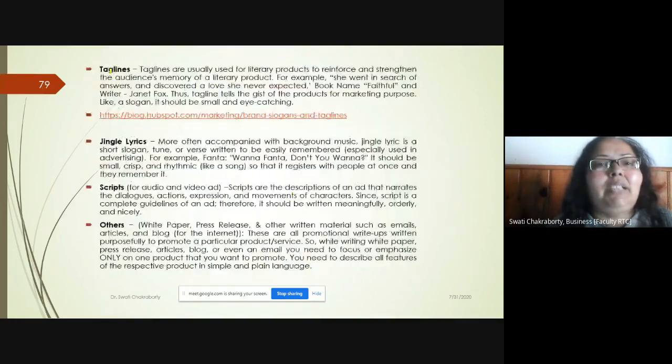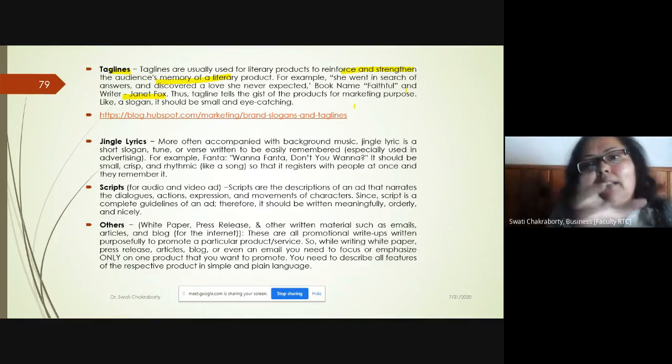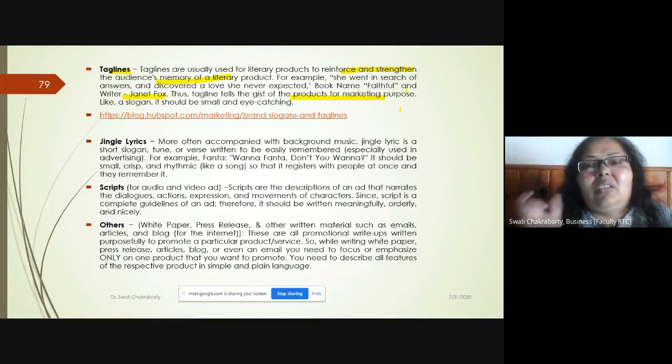Taglines are usually used for products, some literary products, to reinforce and strengthen the audience's memory of that product. Say, for instance, "She went in search of answers and discovered a love that she never expected." Then the book name, Faithful, and then the writer. It talks about the book in a way where the moment you read that line, people say, oh, we are talking of that book. So this tells the gist of the product, and it is eye catching.